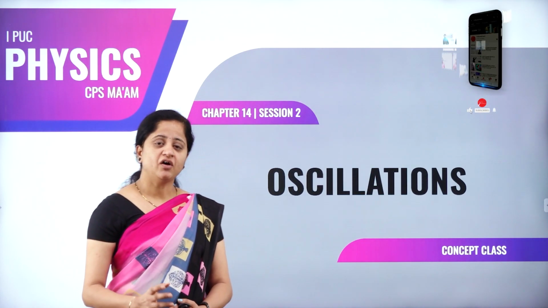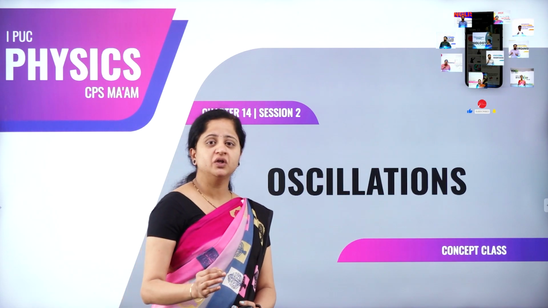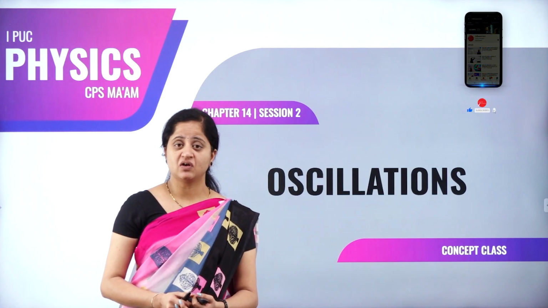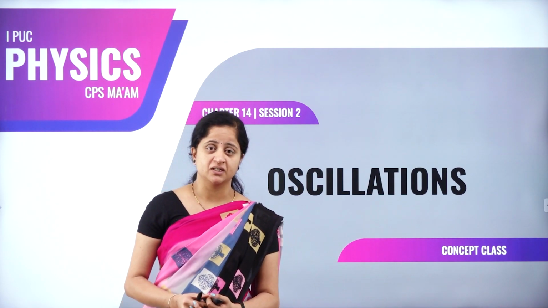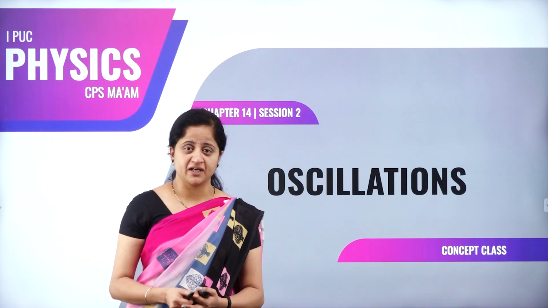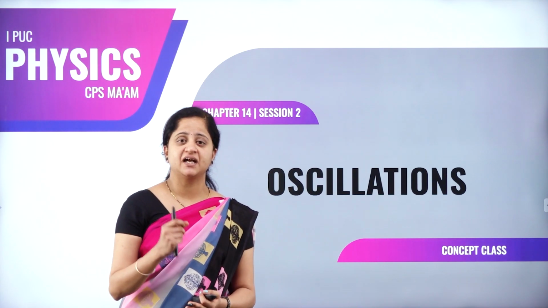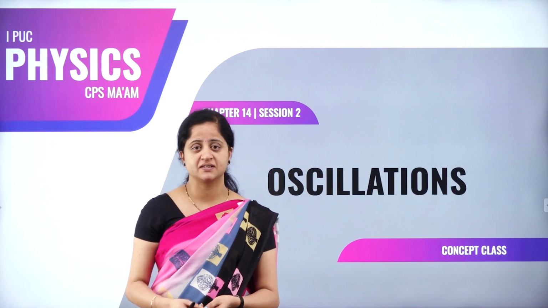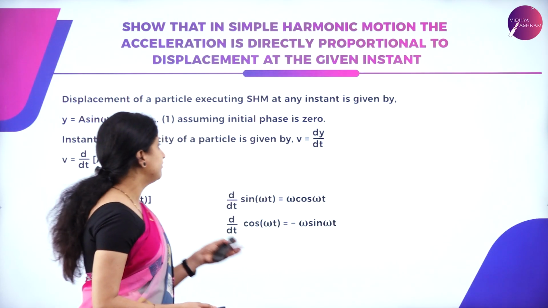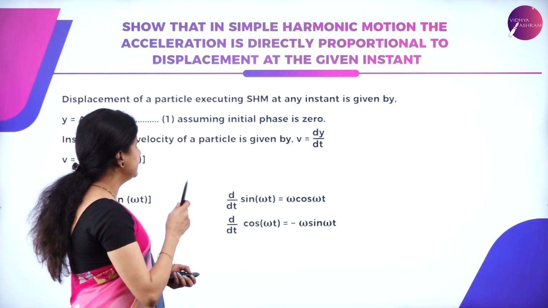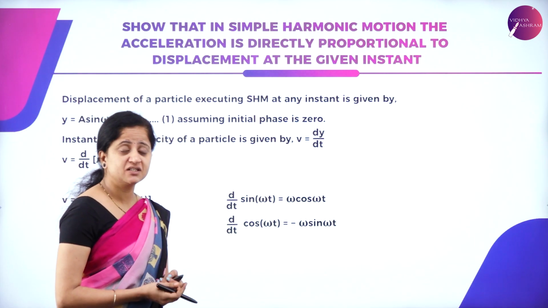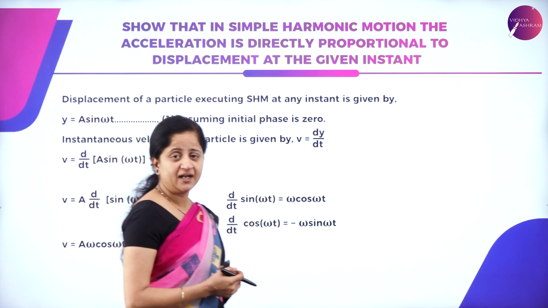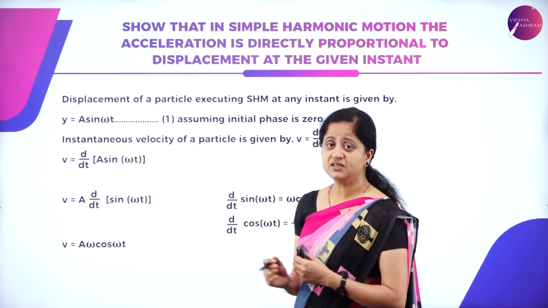Dear children, according to simple harmonic motion, we all know that the acceleration is directly proportional to displacement and it is always directed towards the mean position. So here there is a concept of direction. And how to prove that the acceleration is directly proportional to displacement and it always directs towards the mean position? For that, we have a proof. We can show that in simple harmonic motion, the acceleration is directly proportional to displacement at a given instant. For that, we have a derivation as follows.